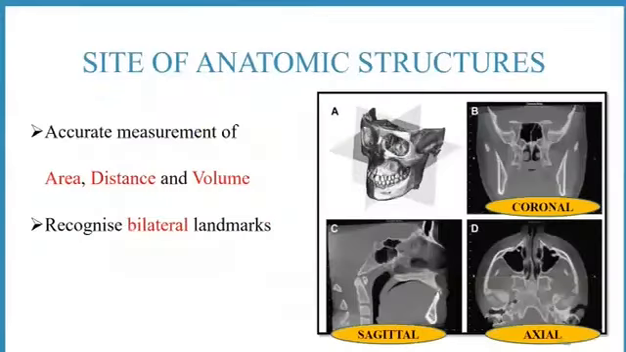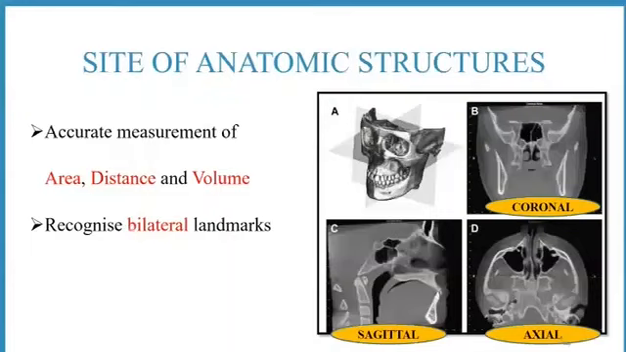Site of anatomic structures. CBCT imaging gives us precise information about the anatomical framework in all the 3 planes. It also provides an accurate measurement of area, distance, and volume of the anatomical structures that aids the orthodontists to come up with a better treatment plan.